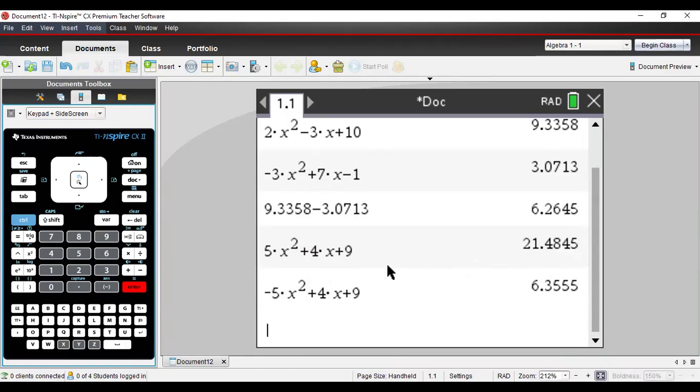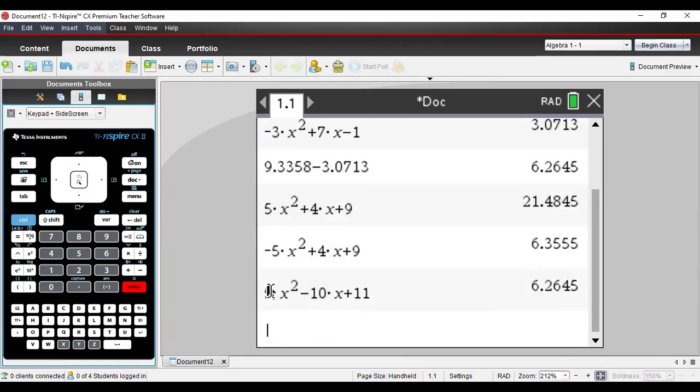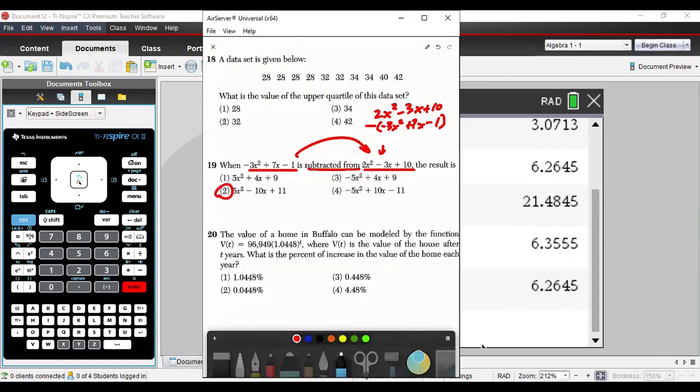So let's go, and now we're going to enter number 2. It's going to be 5x squared, let's go 5x squared minus 10x plus 11. And there we go. There's our answer. It matches this. So it is number 2. Number 2 is a winner.